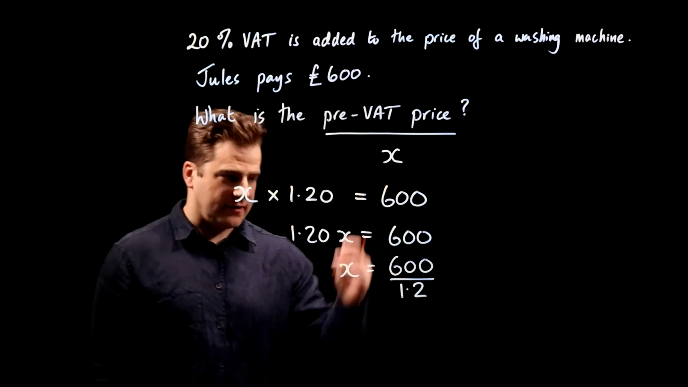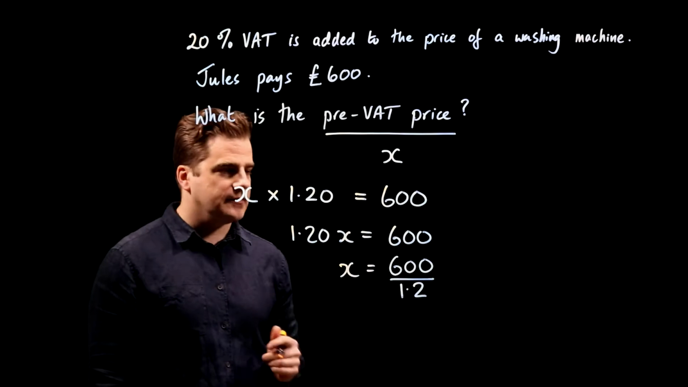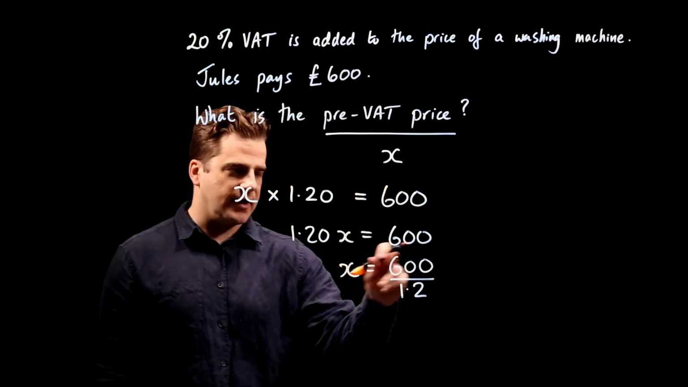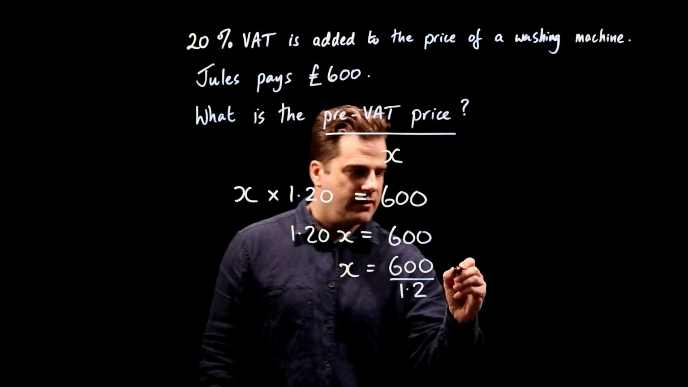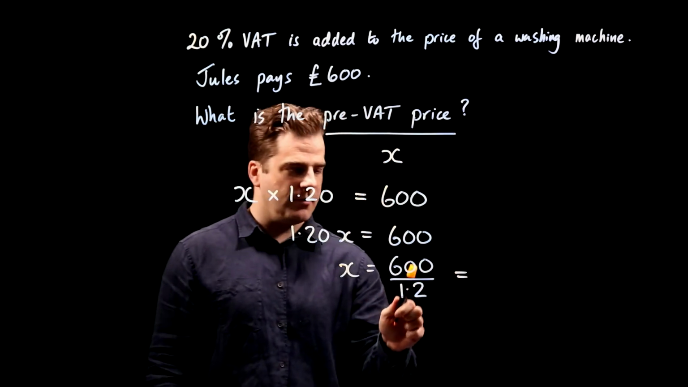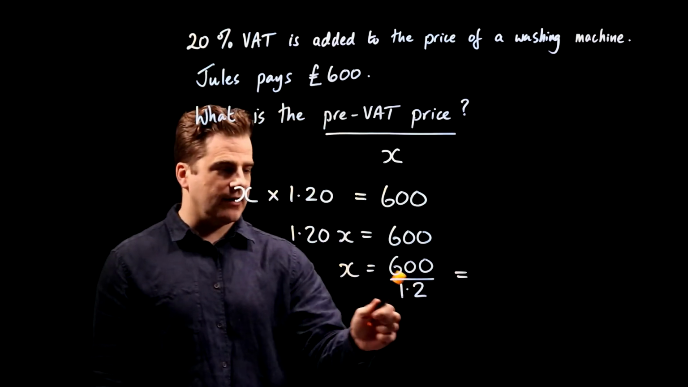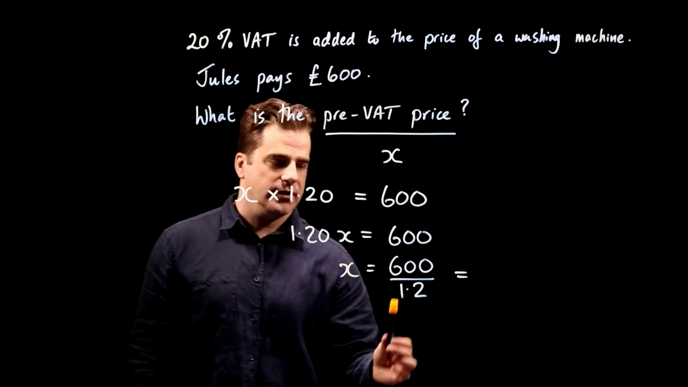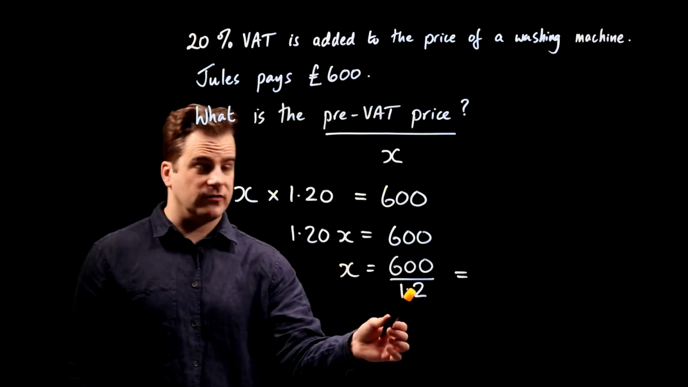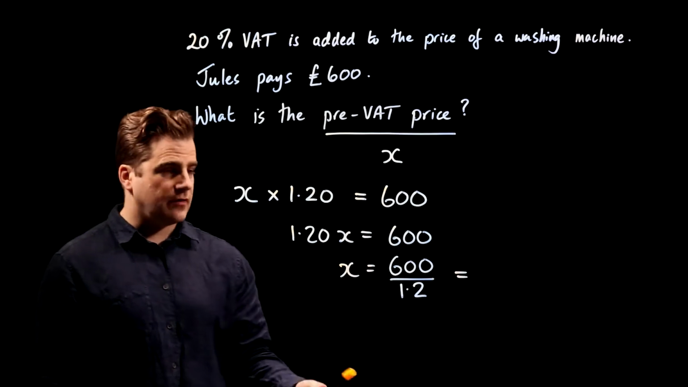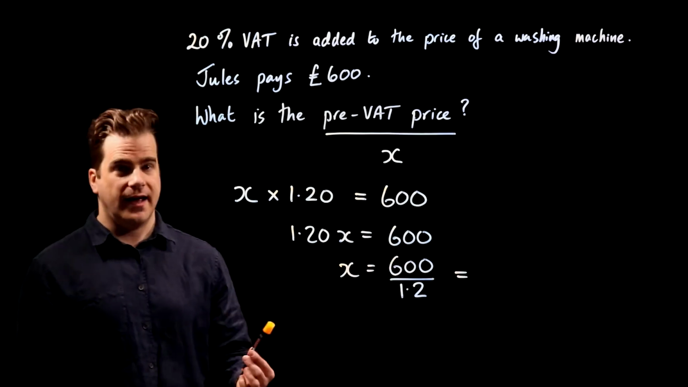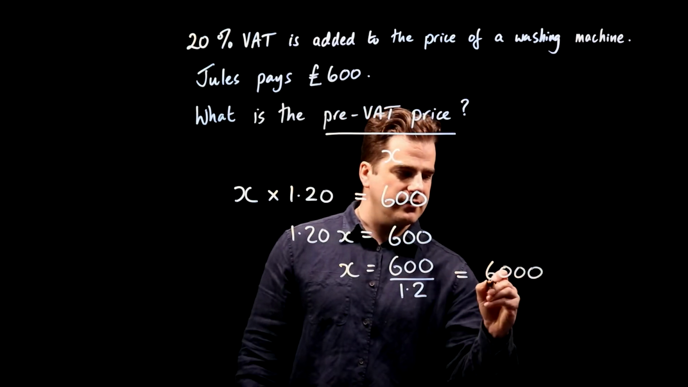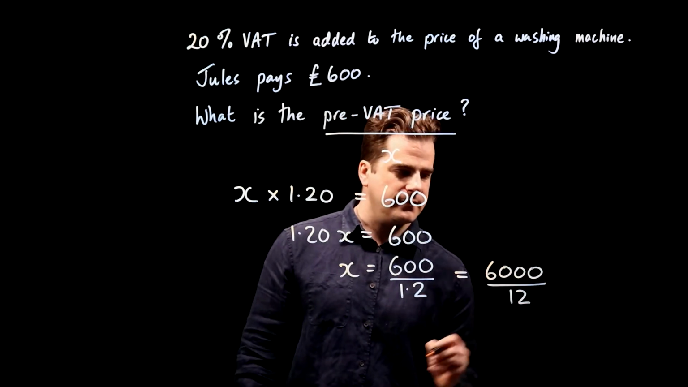Good. So how do we do this? It's a non-calculator. Well, I don't like decimals in calculations. It's easier to do it without. So let's multiply top and bottom by 10, and that'll get rid of the decimal and turn 1.2 into 12. With fractions, you can do whatever you like to the top as long as you do the same to the bottom. So in this case, you're going to multiply top and bottom by 10. So therefore, it becomes 6,000 over 12.